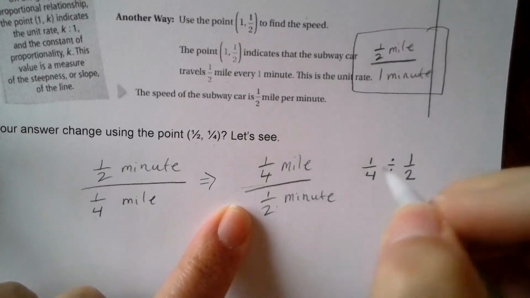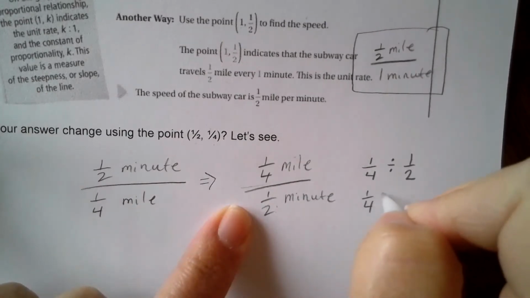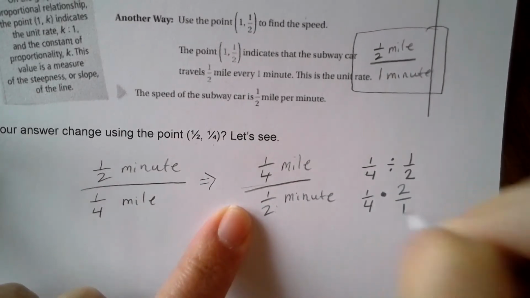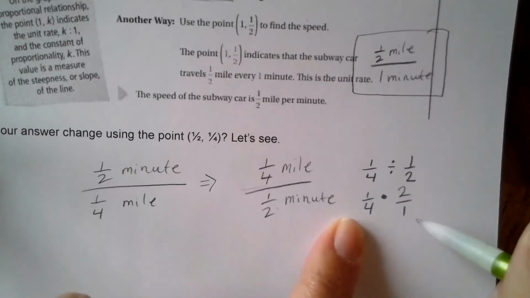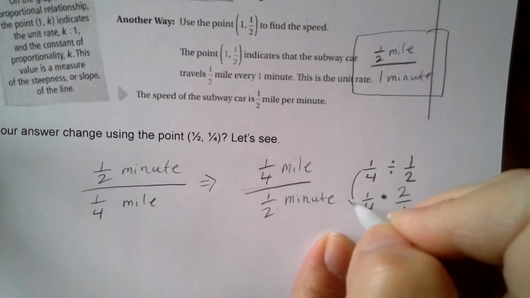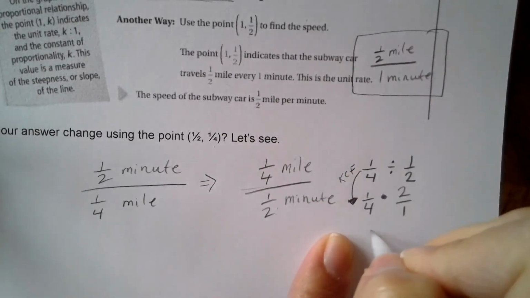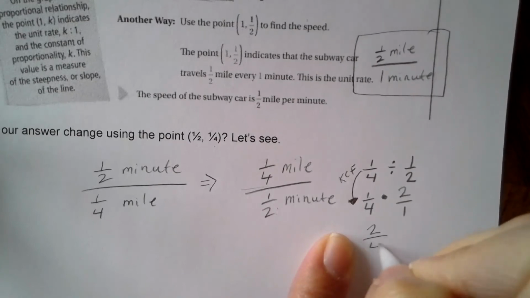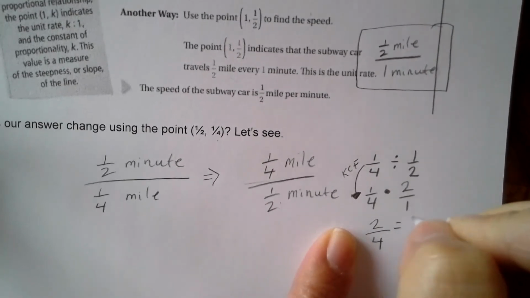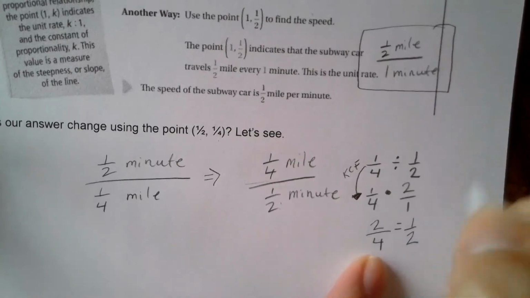Okay, so 1/4 times 2/1. Because of the division of fractions, we have to keep, change, flip, right? I'm just going to put a little arrow so we remember. So it's keep, change, flip. So then this is 2/4, which simplifies to 1/2.